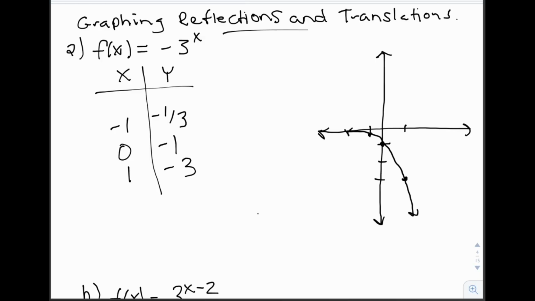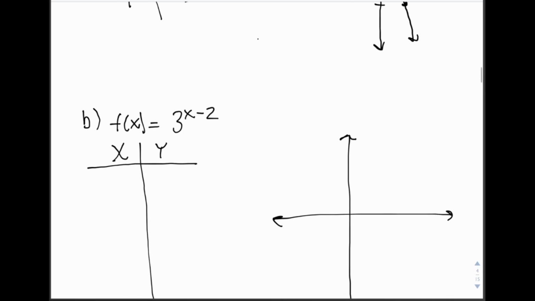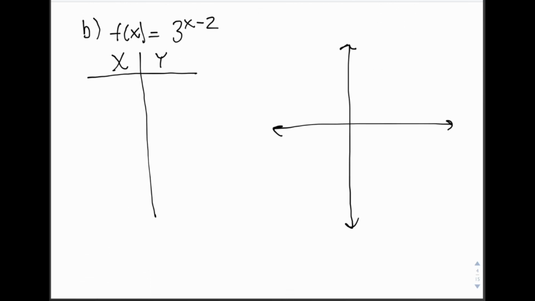Okay, again, our x-axis is going to act as a horizontal asymptote, so we're going to get really close to it but not quite touch it. Additionally, we can go ahead and look at 3 raised to the x minus 2. So what does this 2 tell us? It's going to tell us something that we've kind of looked at in the past. This is actually going to tell us that we are going to move to the right 2. So right 2.